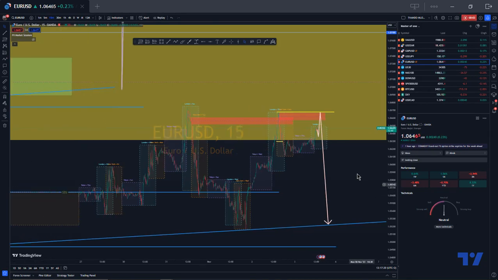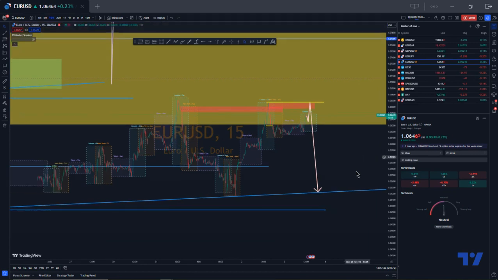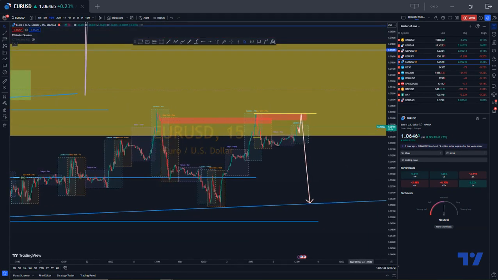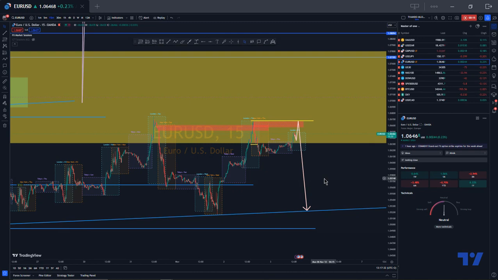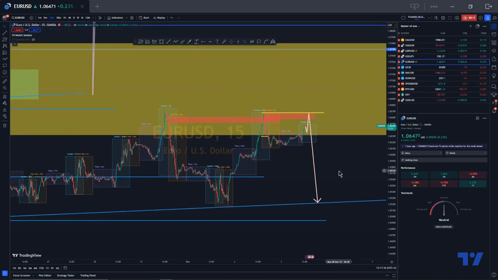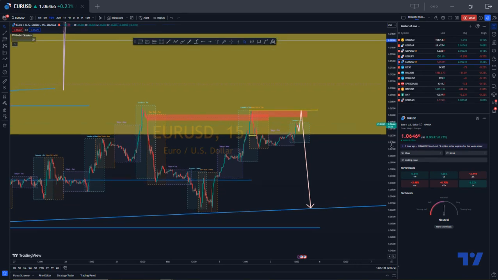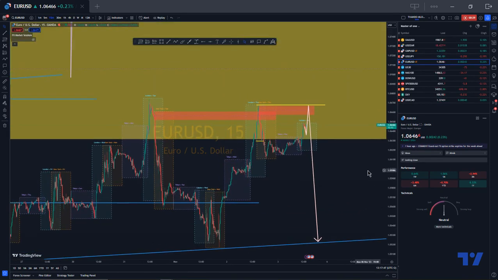Hello. We are looking at EU, which of course also goes along with DXY. So we'll take a look at EU, then look at DXY, so that we can identify price for today and how the market is likely going to play out, especially with NFP coming up in the next hour or so.